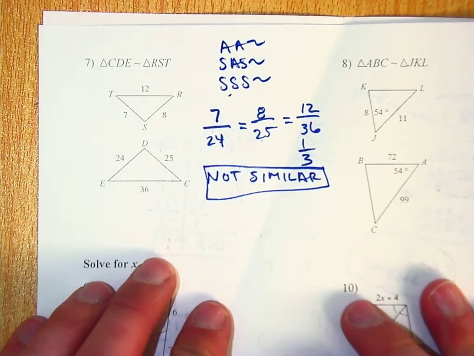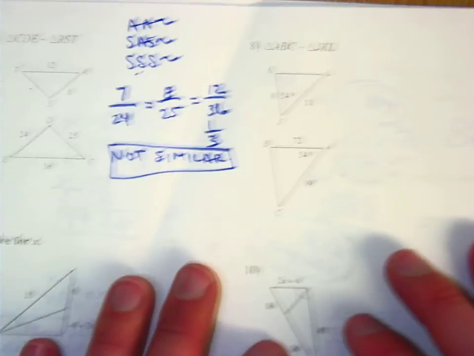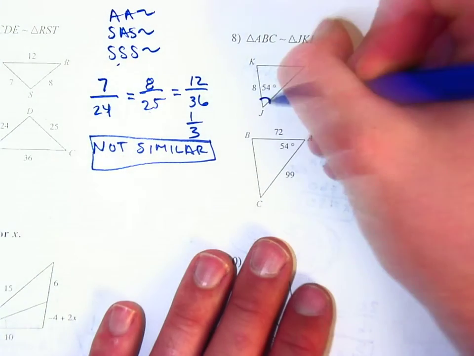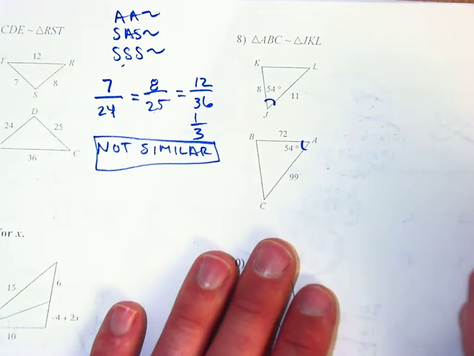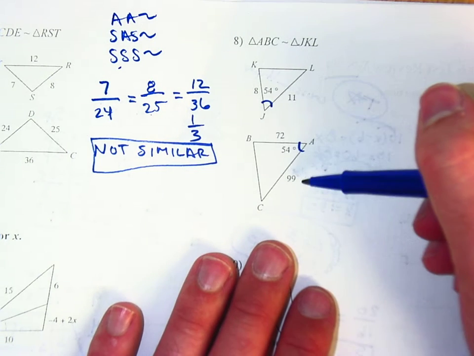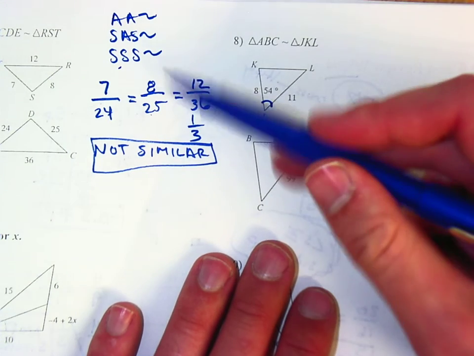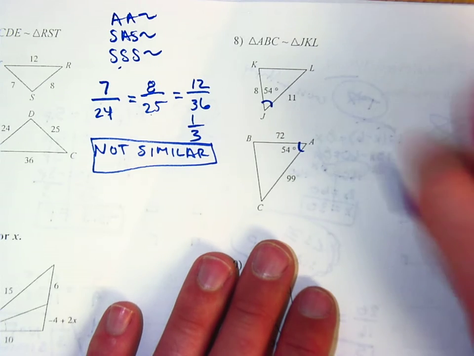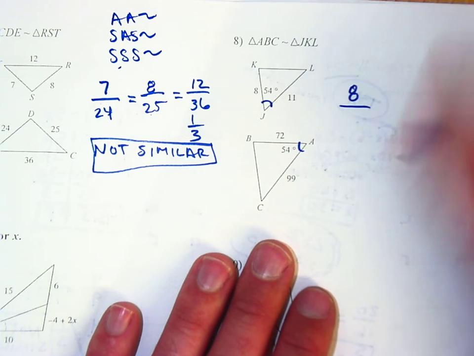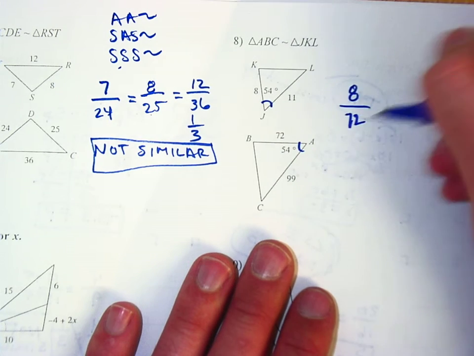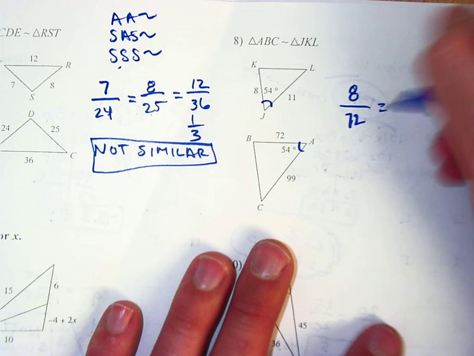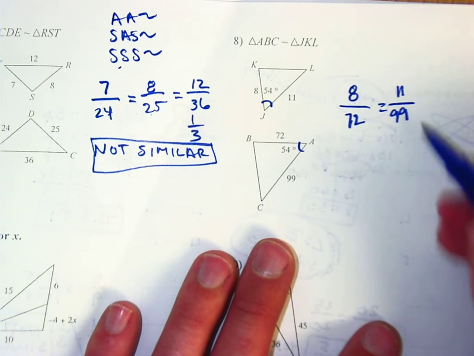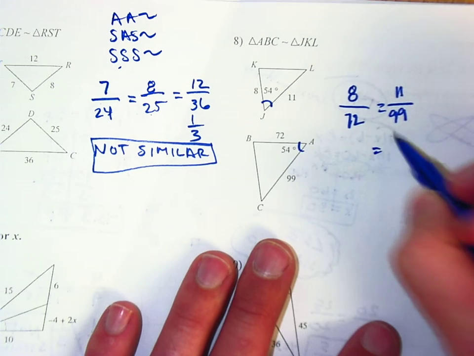Last but not least, number 8. Here we have a congruent angle. These are both 54 and two sides. So we know we're looking for side angle side. Well, short is 8 over short is 72, and short is 11 over 99. Well, this one's easy to do. I know that's just 1 over 9.